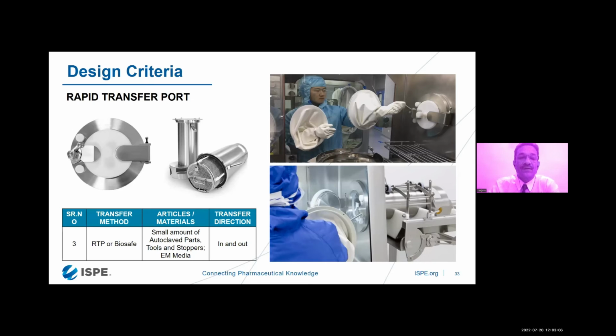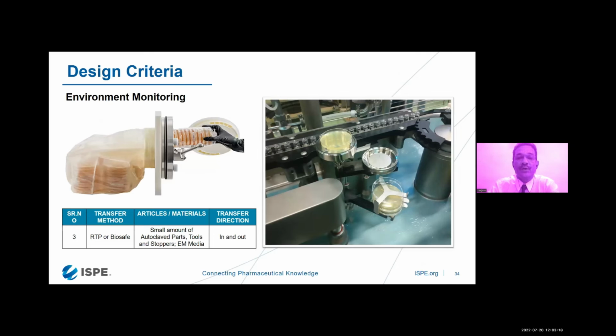So as the audience, those who have worked more on the isolator line must have definitely experienced these rapid transfer ports and the transfer systems associated with the isolator. Even when you take the settle plates inside for environmental monitoring, you take them through the biosafe or the RTPs, and they will be stacked or hung inside an isolator before you do the VHP sterilization.